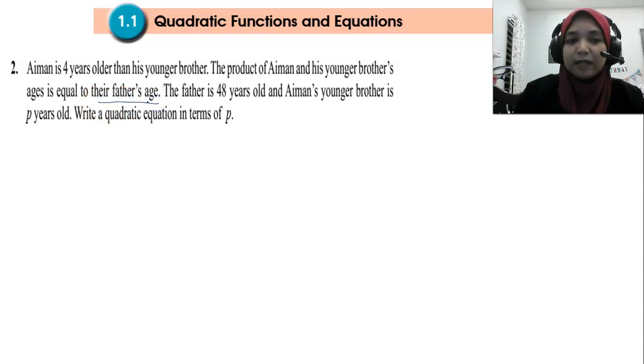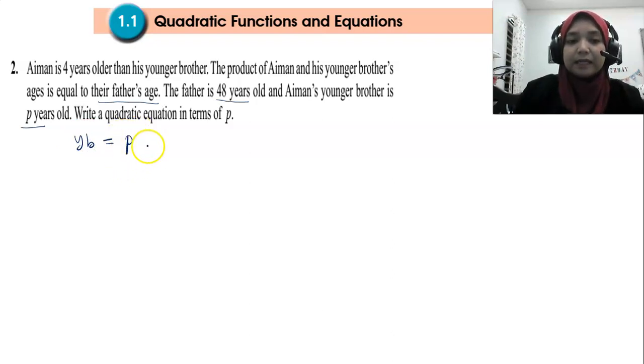Dia ada bagi dua maklumat. Satu, Aiman 4 years older than his younger brother. Second, the product of their age is equal to their father's age. The father is 48 years old. And Aiman's younger brother is P years old. So, younger brother equal to P.